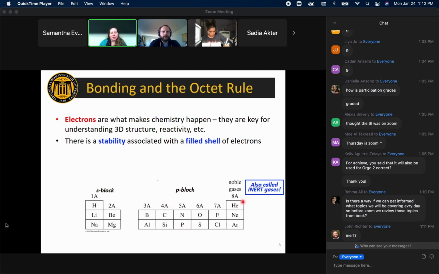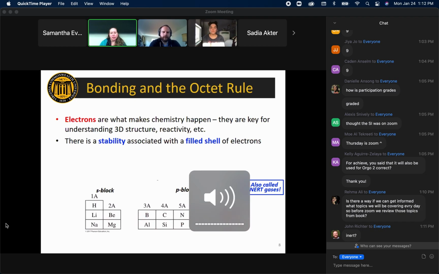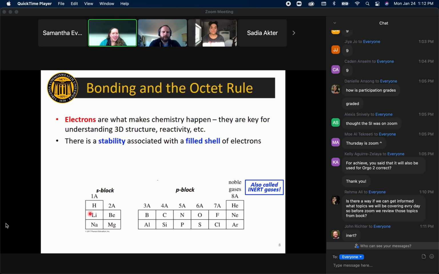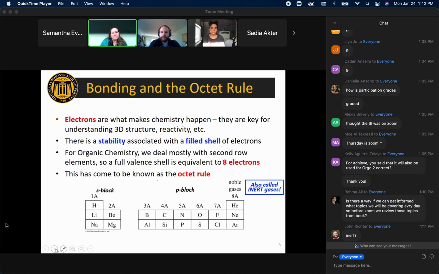So in the first row here, a full shell just actually means 2 electrons. But in rows 2 and 3, a full shell means 8 electrons because you have your 2 s electrons and then your 6 p electrons. So 8 total electrons. Most of the time in organic chemistry, with the exception of hydrogen, we're going to be dealing with second and occasionally third row elements. So in most of organic chemistry, a full valence shell is equivalent to 8 electrons. And it has eventually come to be known as the octet rule.